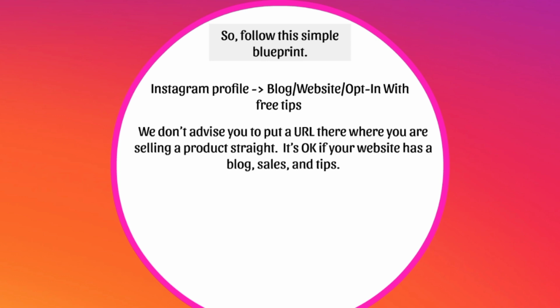So we don't advise you to put a URL there where you're selling a product straight. It's actually better if that link is going to your blog or a content piece with tips, maybe tips on scuba diving, the top 10 things you shouldn't do as a newbie scuba diver, or the top 10 gears that I use. So if you think about that, you're telling them the gears that you use, and maybe you link them to affiliate links like Amazon affiliate links. So you're indirectly making money by providing free content. So that's another method of indirect selling.